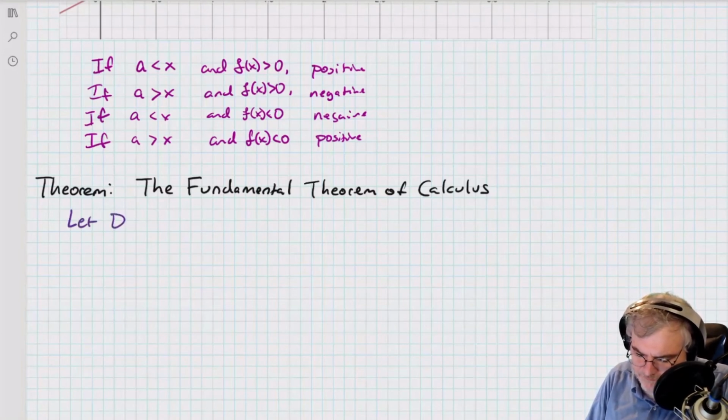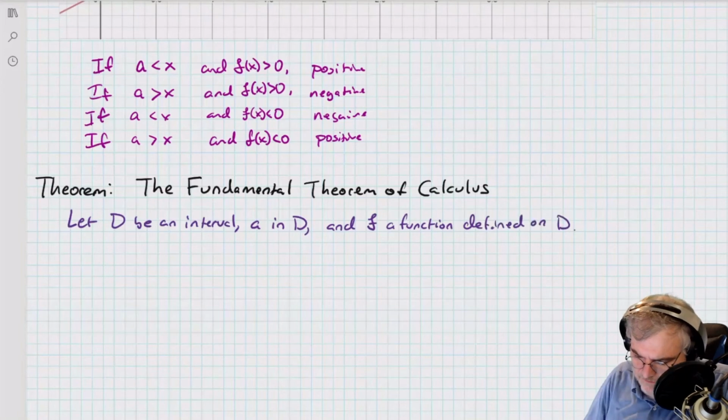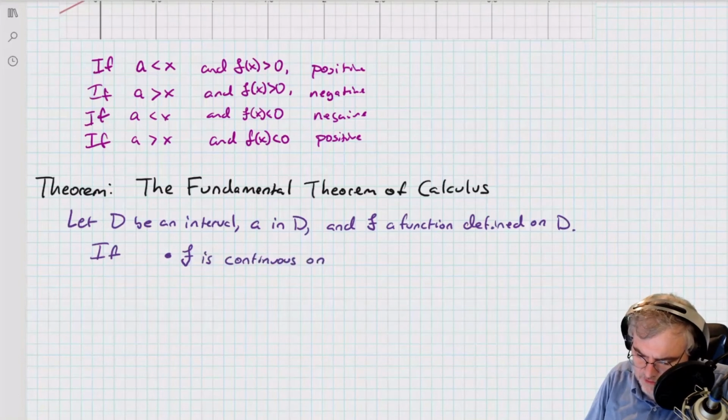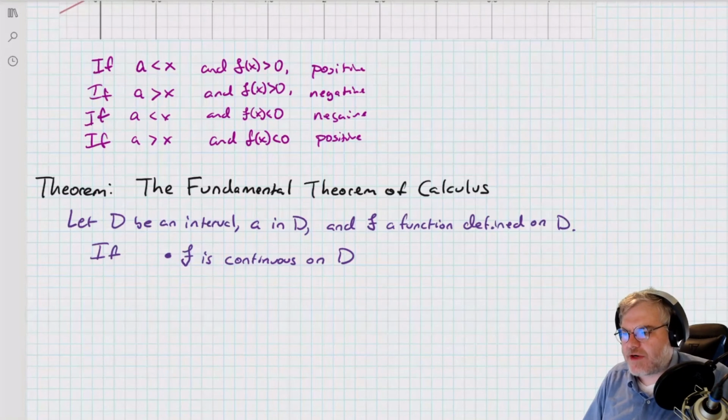Let D be an interval, A a point in D, and F a function defined on D. Let G be a function. Let's just do the ifs here. First big one, F is continuous on D. So how do we feel about the setup? 1 to 5. I've got D an interval, A some point in D called the base point, F a function defined on D. How do we feel about that, 1 to 5?